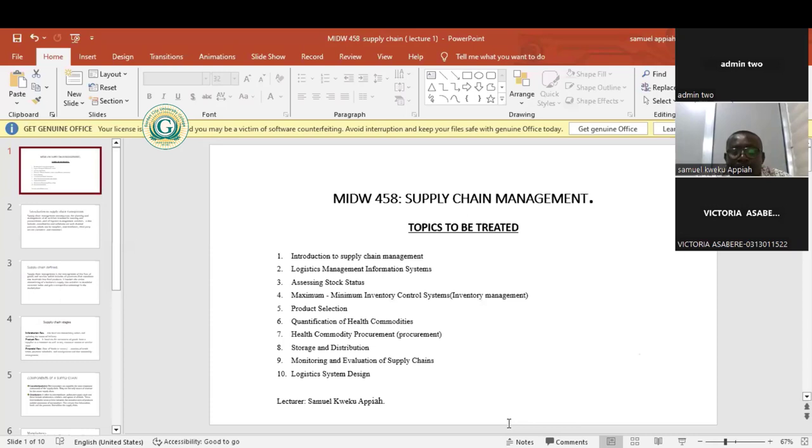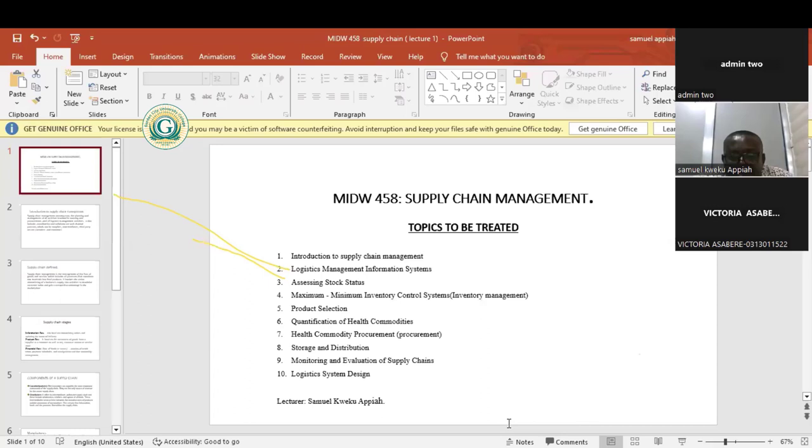If you understand the processes, then when you are making orders, you know when to place your order. If you need something and you know the processes, then you will follow it. You wouldn't wait till you run out of stock. You're going to look at your minimum stock level and your reorder point before you go. So we are looking at health commodity procurement. How do we procure? Meaning, how do we buy health commodities?